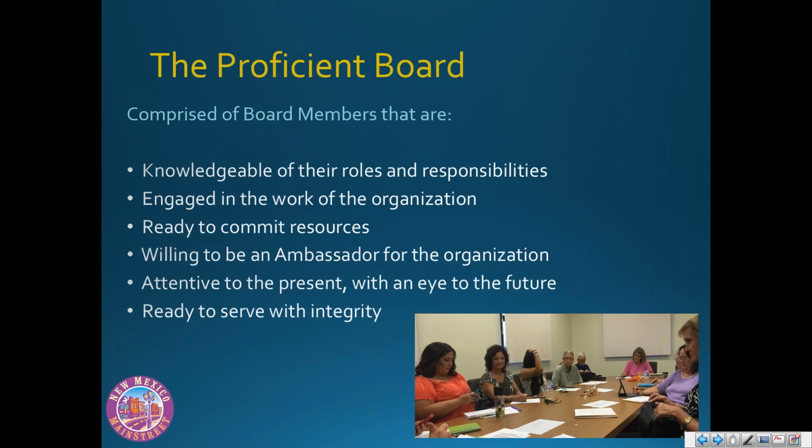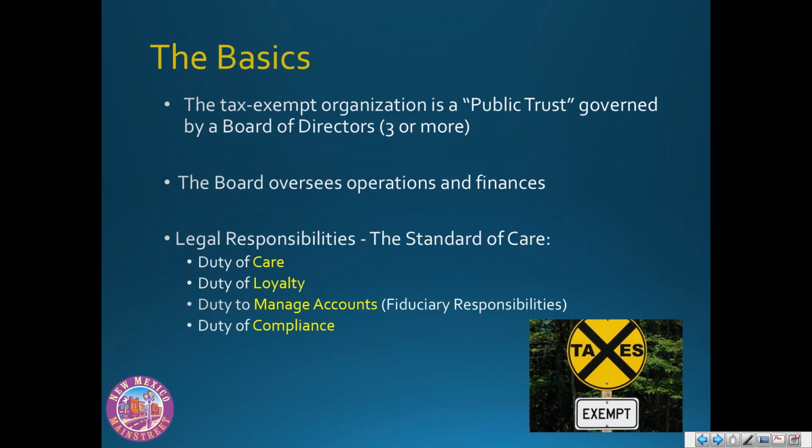A little bit about the proficient board. The proficient board is comprised of board members that are knowledgeable of their roles and responsibilities. They're engaged in the work of the organization. They're ready to commit resources, not just their time and skills, but also financial resources to the best of their ability. They're willing to be an ambassador for the organization in the community and with others. Good board members are attentive to the issues at hand, also with an eye to the future. Where do we need to go next as an organization? And they're ready to serve the organization with integrity.